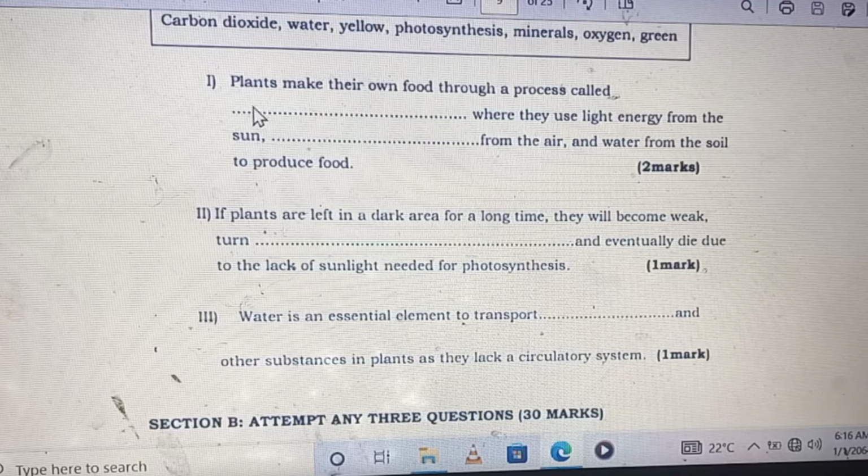The best option on the process called photosynthesis, and here we put carbon dioxide.